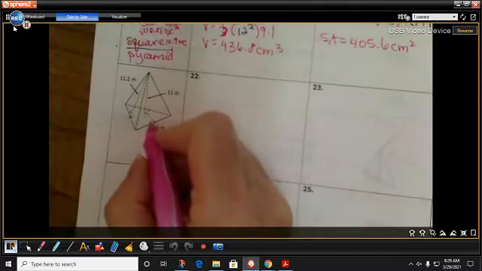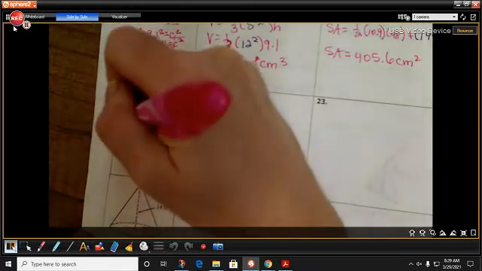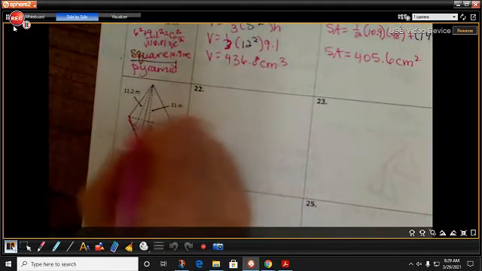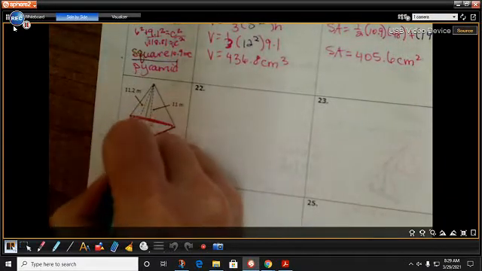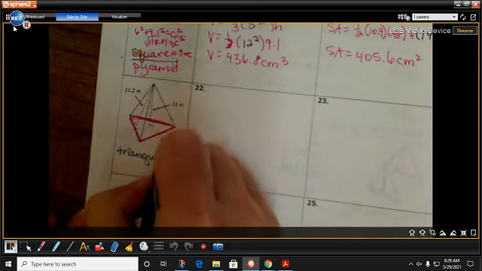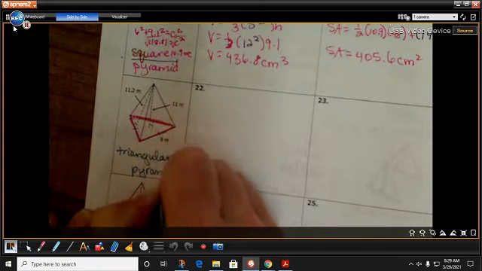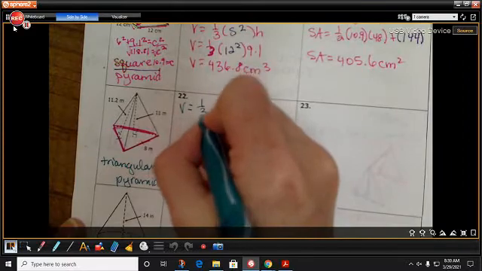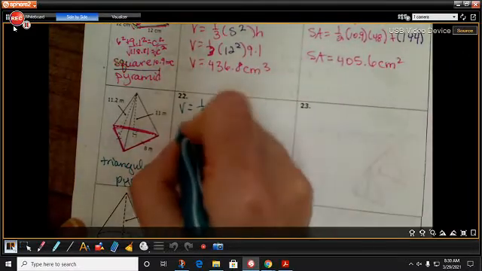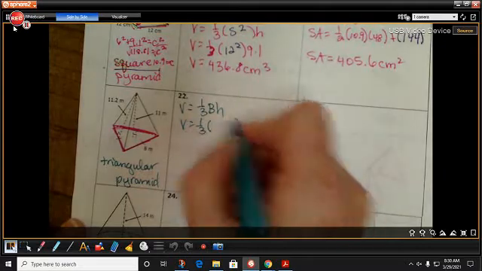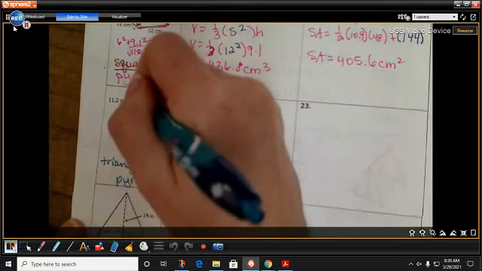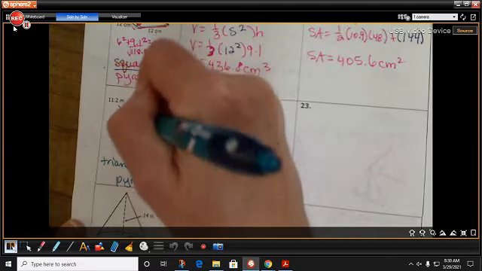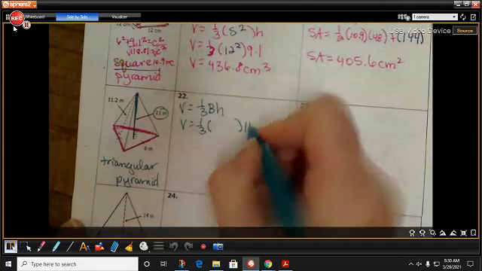Moving on, this can be the hardest one to identify right here. On the bottom I have a triangle, and I'm coming up to a point at the top. So this is going to be a triangular pyramid. And for this, I need to find my volume, which is the same formula as it was for a square pyramid. It will be 1/3 area of the base times the height. And so I put in my 1/3. I know the area of the base needs to go in there, and my height should be perpendicular to my base, so my height is 11.